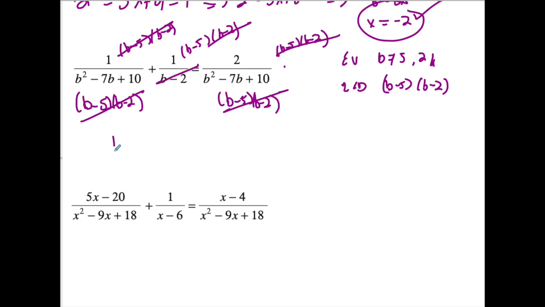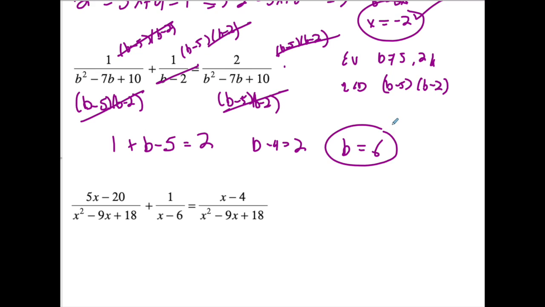and the 2 cancels. So we got 1 plus b minus 5 equals 2. So I've got b minus 4 equals 2. So b is equal to 6. It is not an excluded value, so we're good to go.